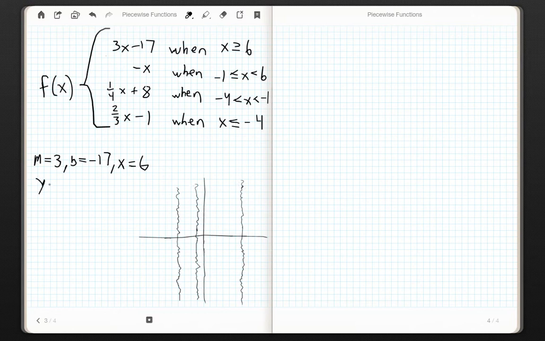So let's use y equals mx plus b to find the y value. So y equals slope of 3 times x value of 6 plus y-intercept of negative 17. This will be y equals 18 minus 1, so y equals 1. And our starting point will be x of 6, y of 1. That's going to be right here. Yes, right there.